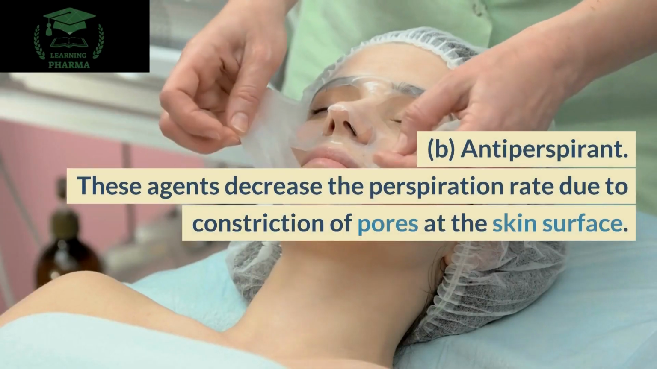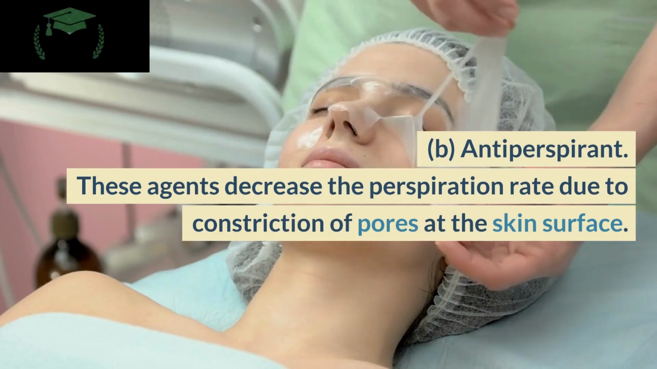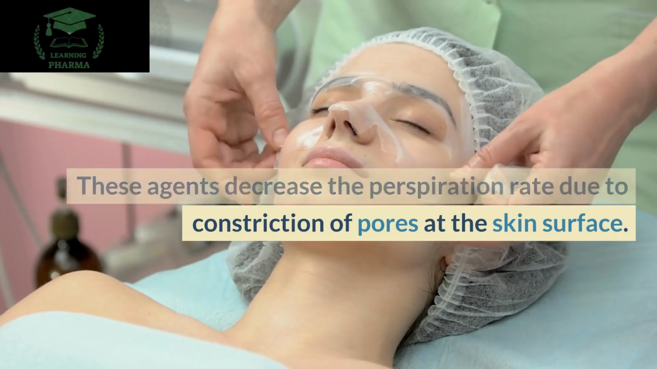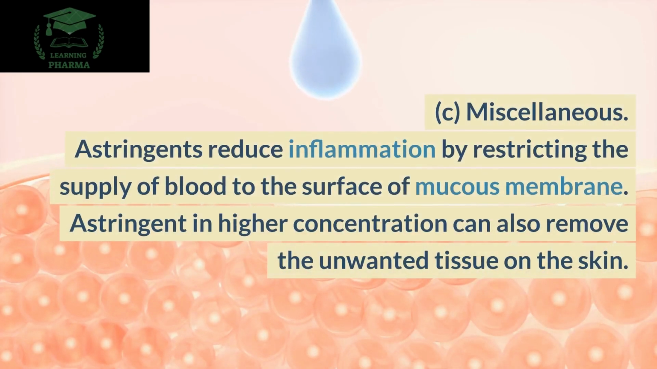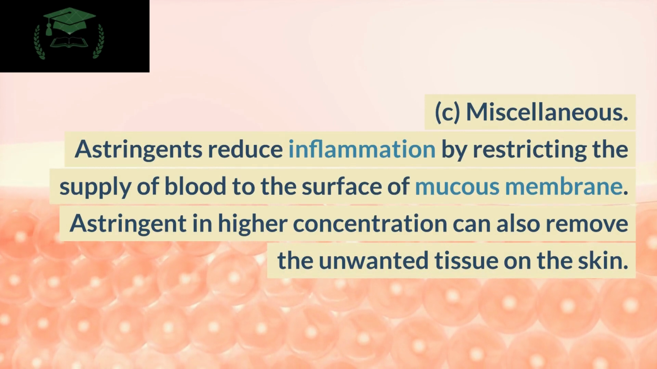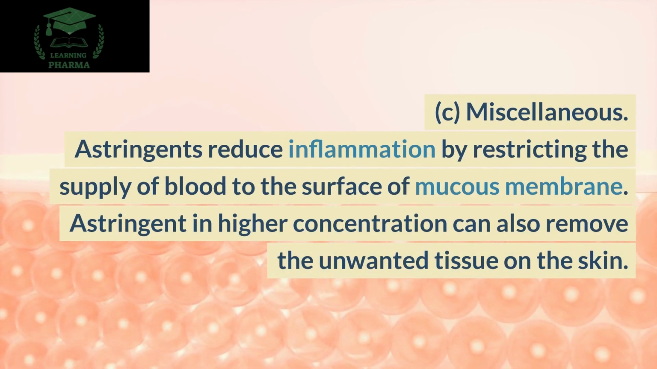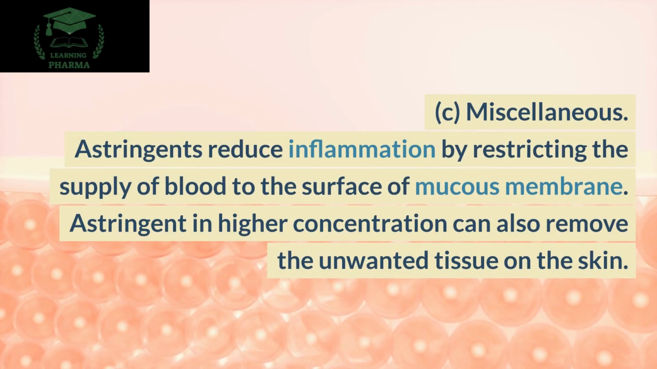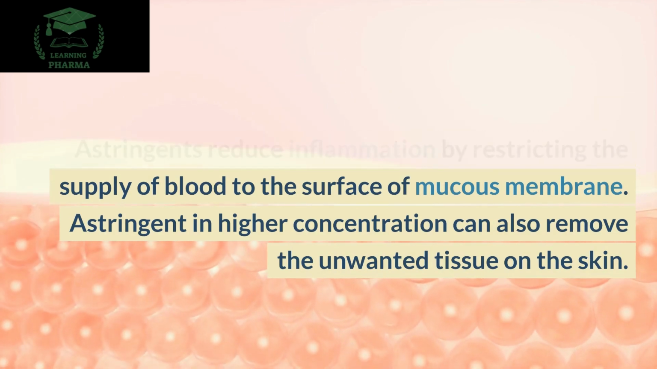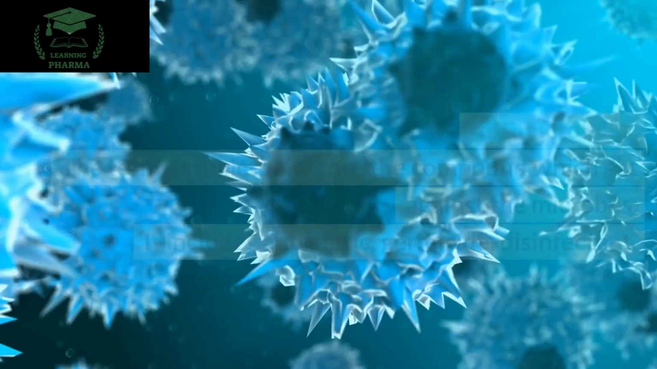B. Antiperspirant. These agents decrease the perspiration rate due to constriction of pores at the skin surface. C. Miscellaneous. Astringents reduce inflammation by restricting the supply of blood to the surface of mucous membrane. Astringents in higher concentration can also remove unwanted tissue on the skin.